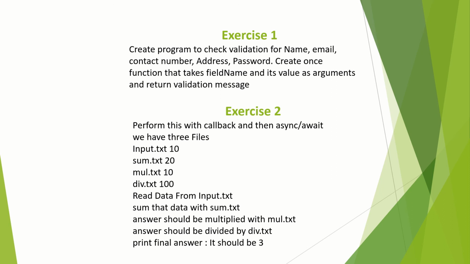Now, first read the data from input.txt, sum that data with the sum.txt file, then the answer should be multiplied by the mul.txt file data, then whatever answer is available should be divided by the data available in the div.txt file. This way your final answer should be 3.